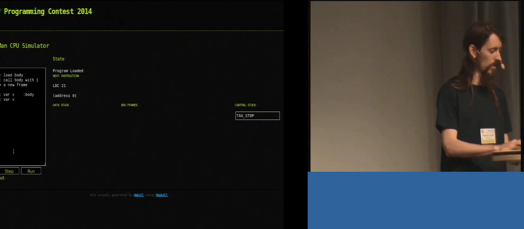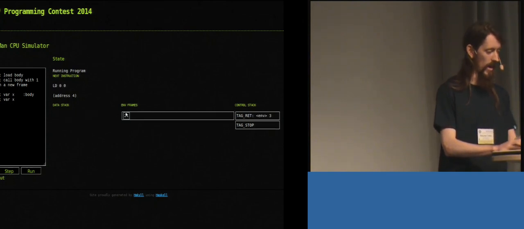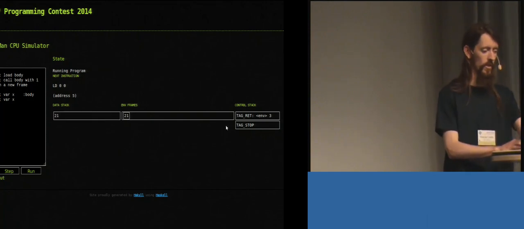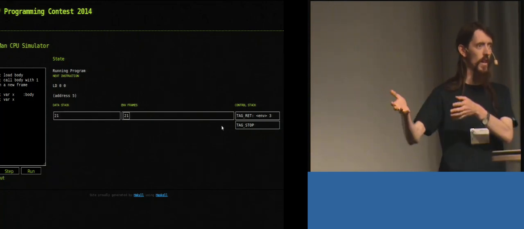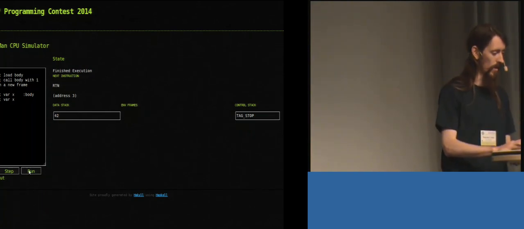We also included a sort of lower level debugger for the LambdaMan CPU. So here's a trivial program that's going to add 21 to itself to return 42. So we can step through and you can see what goes on the various stacks. Here we apply, and it goes into the environment frames, and then we load, and so you can see what's going on. You've got all three: the control stack, the environment stack, and the data stack. And finally, it returns and gives us 42.